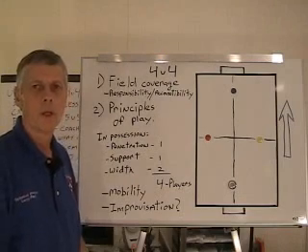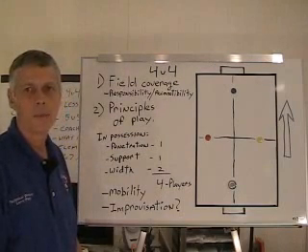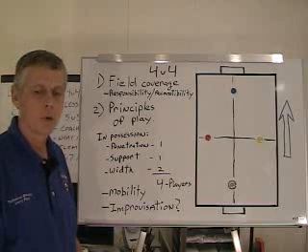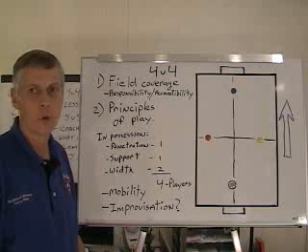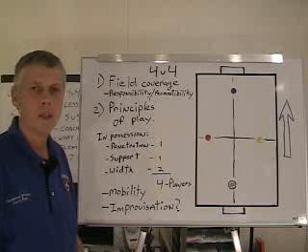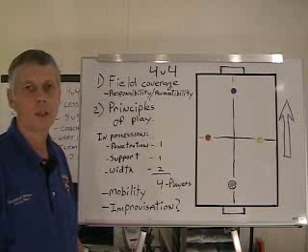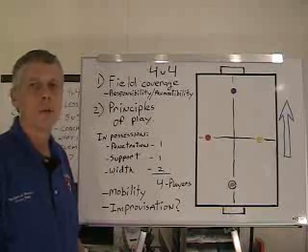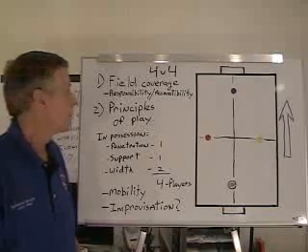4 versus 4 is one of the most important steps for players to learn how to get to the 11-a-side game. It's one of the most important sizes for the small-sided game structure. In this series of videos, we'll take a look at some of the reasons why that is and hope to explain some of the rationale behind it.